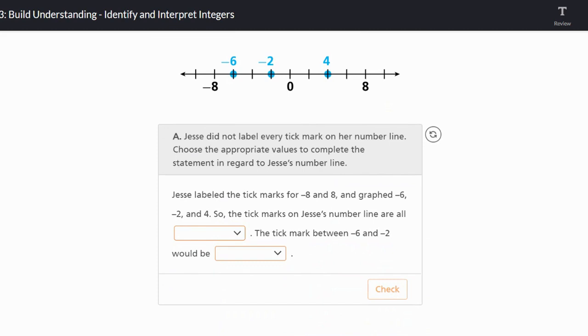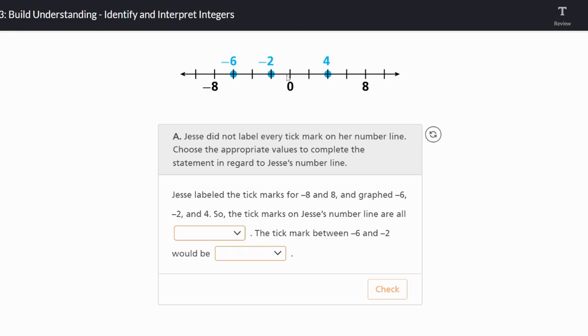Jessie did not label every tick mark on her number line. So she didn't put 1 or 3. Okay, so she didn't label that. We're going to choose the appropriate numbers to complete the statement in regard to Jessie's number line. So Jessie labeled the tick marks for -8 and 8. And graphed number -6, -2, and 4.